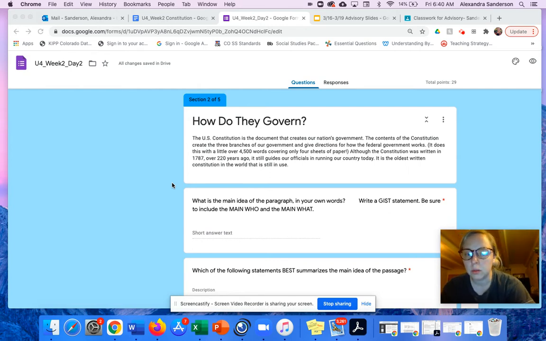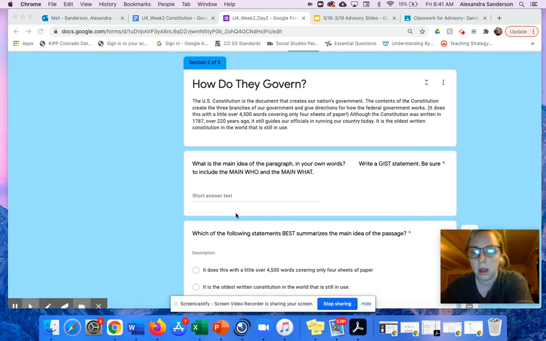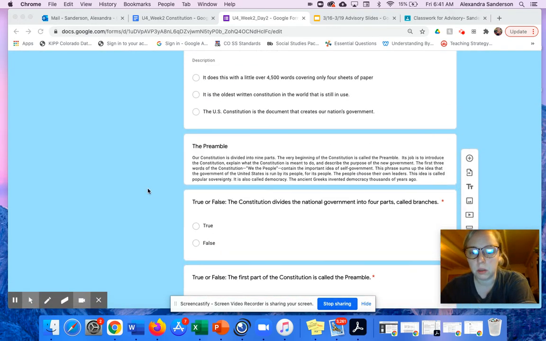Although the Constitution was written in 1787, over 220 years ago, it still guides our officials in running our country today. It is the oldest written constitution in the world that is still in use. Okay, so find the main idea of the paragraph and write a gist statement. Remember the main idea, some hints. It's usually in the beginning or the end of the paragraph, and it has the main who and the main what. Then you'll answer these multiple choice.